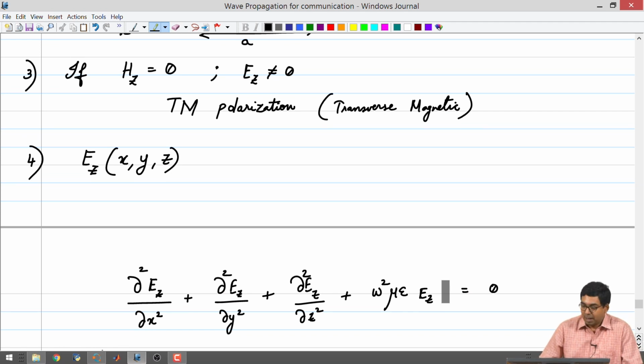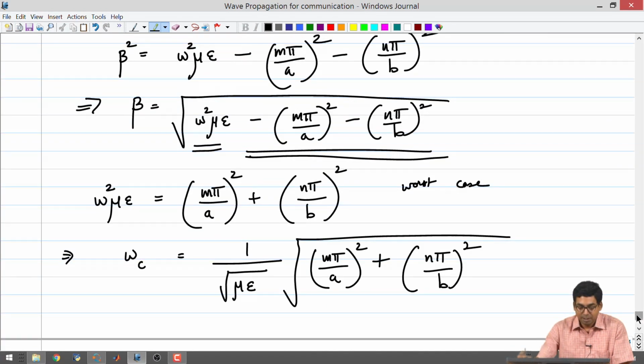And omega square mu epsilon, the way we have written it further, in the last line of our derivation, is m pi divided by a square plus n pi divided by b square. That means if I choose some value of m and n, I get some omega square mu epsilon. If I choose a different value of m and n, I get a different value of omega square mu epsilon. So, omega square mu epsilon also is a discrete number that we were not aware of, which depends upon m and n. We were not aware of m, we were not aware of n, and we were not aware of the pattern a given m and n would form in Ez.